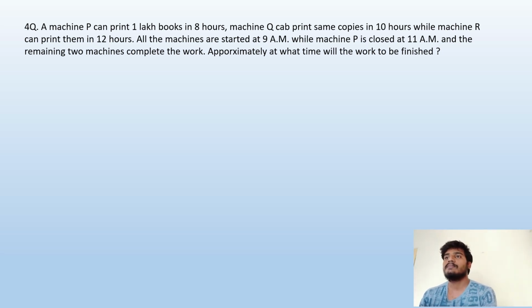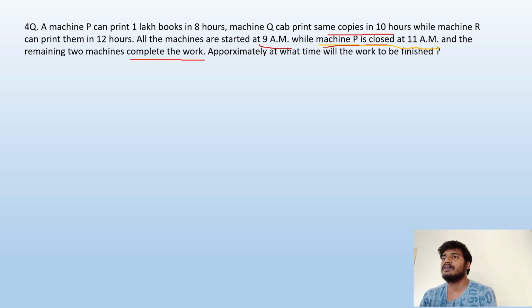And the next question is, a machine P can print 1 lakh books in 8 hours. Machine Q can print the same books in 10 hours, while machine R can print them in 12 hours. All the machines are started at 9 am, while machine P is closed at 11 am. Here machine P is closed at 11 am.